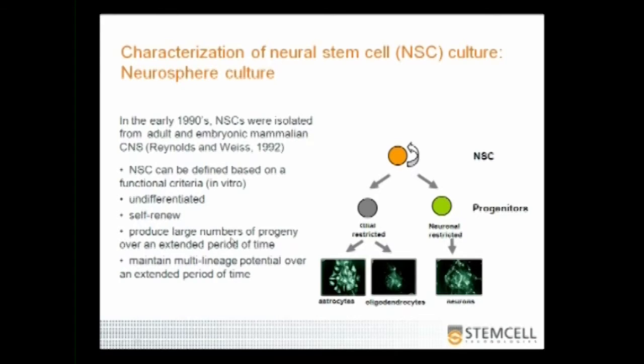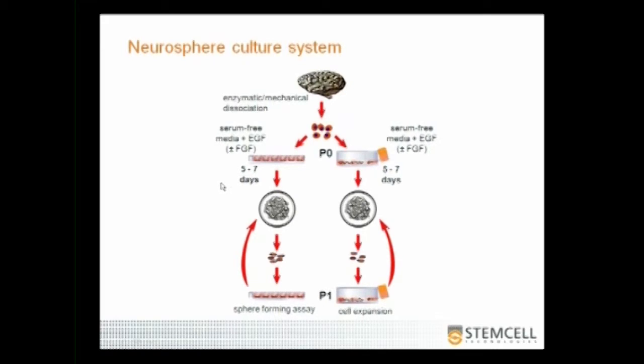By definition, a cell that meets all of the criteria listed here is a stem cell, and a cell that meets only one or some of the functional criteria is not a stem cell, but is defined as a progenitor cell. The Neurosphere culture method that Reynolds and Weiss developed is shown here. In brief, tissue is microdissected from different regions of the embryonic or adult mammalian brain and processed into a single cell suspension. The cells are then plated in serum-free media containing the mitogen EGF or a combination of EGF and FGF, either in bulk cultures or at low density in wells.